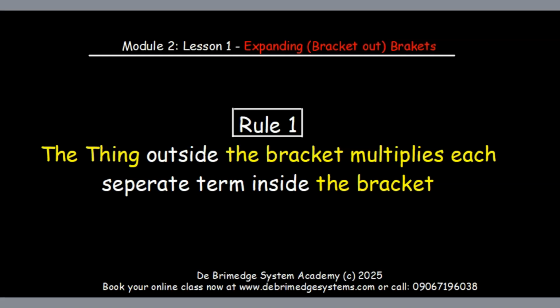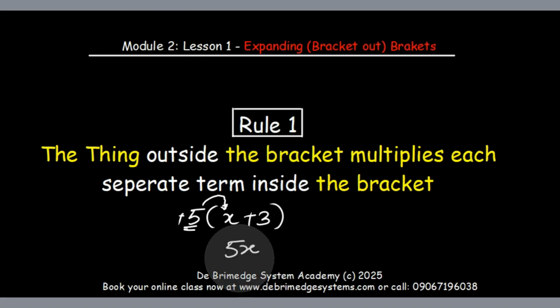So for instance, say I have 5(x plus 3). The thing outside the bracket, which is 5 in this case, multiplies each separate term in the bracket. So 5 is going to multiply x as a separate term in the bracket. And take note, this is a plus sign. This will give me 5 times x, which is 5x. Let me solve it over here.